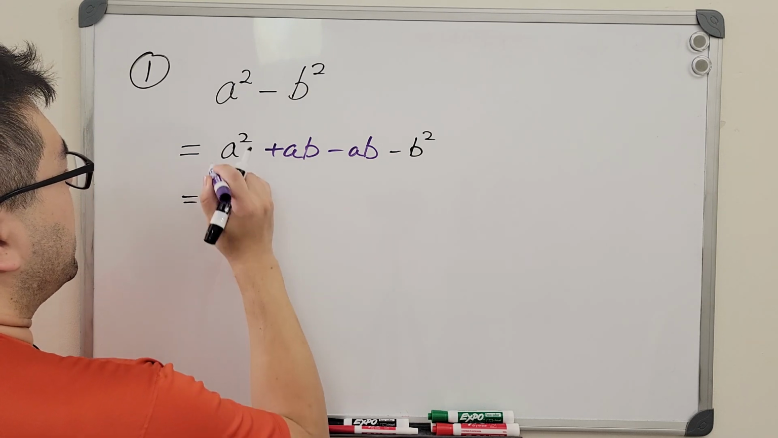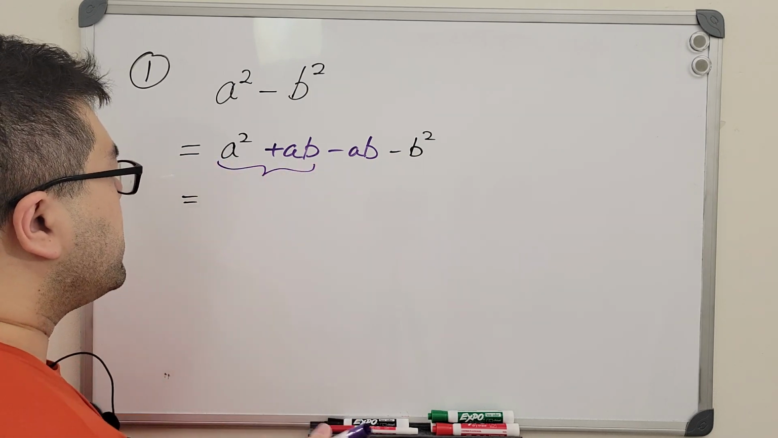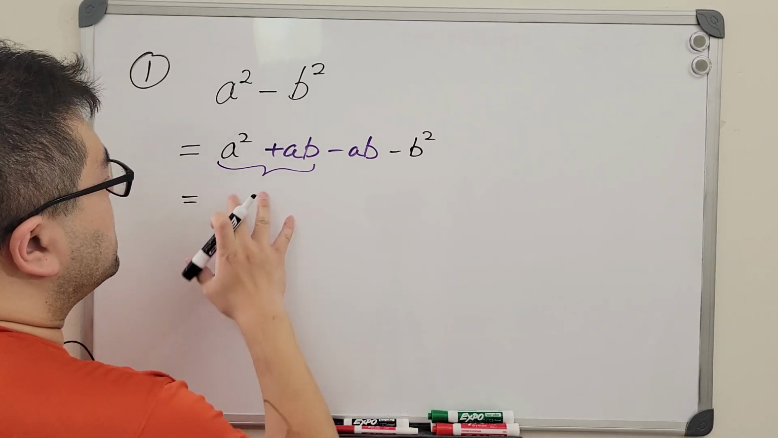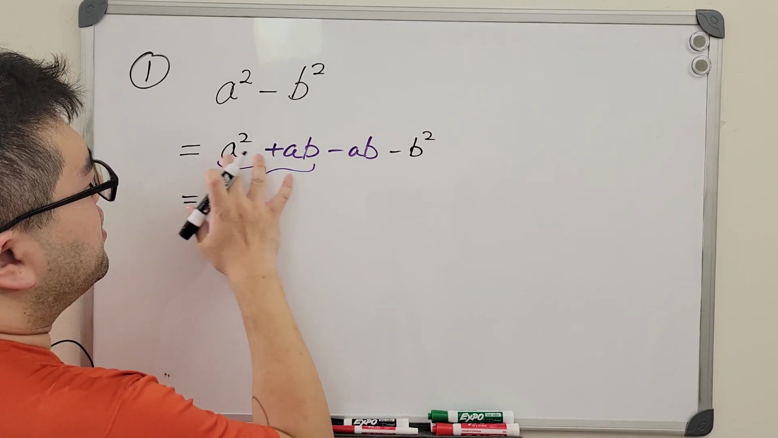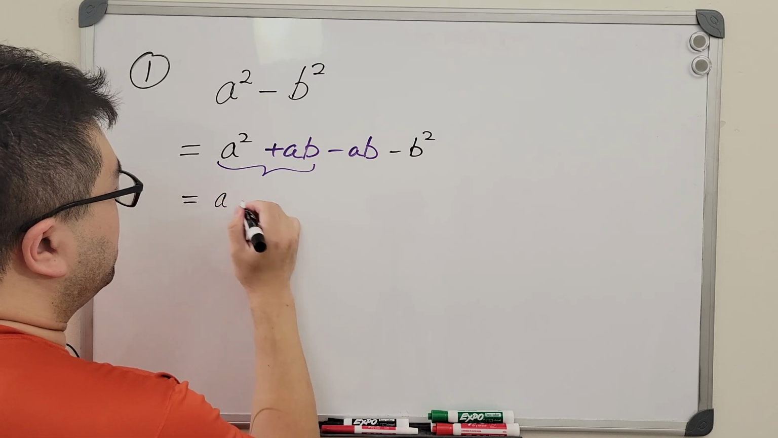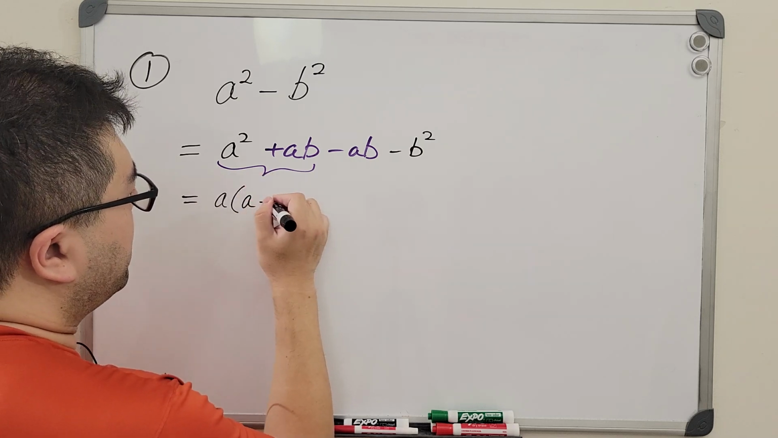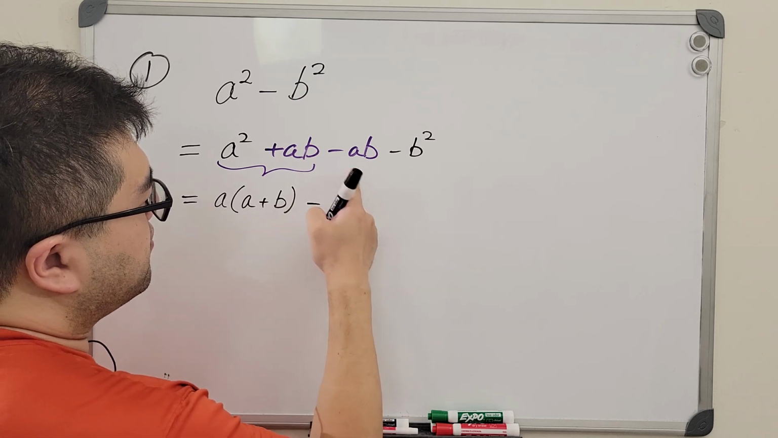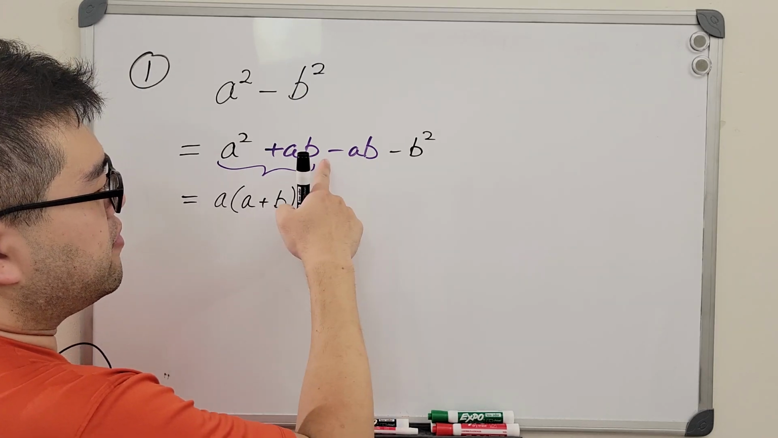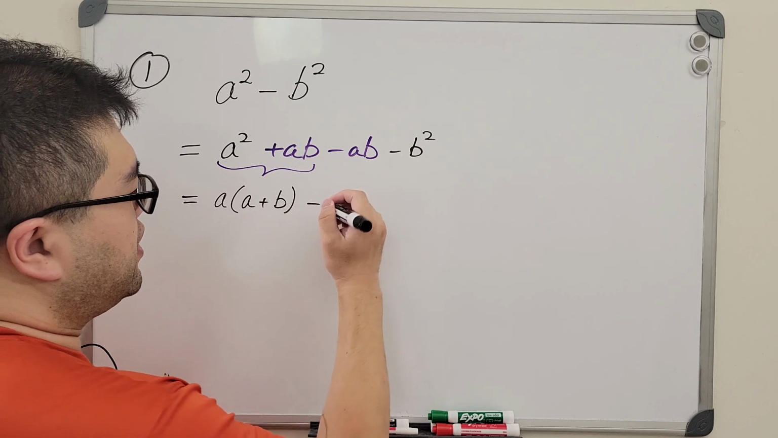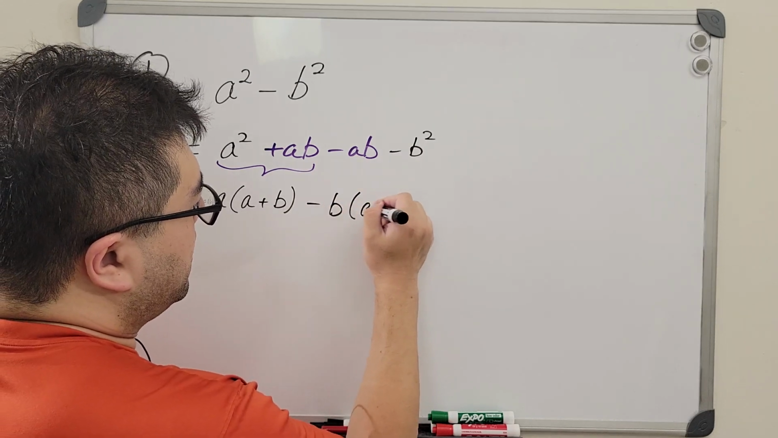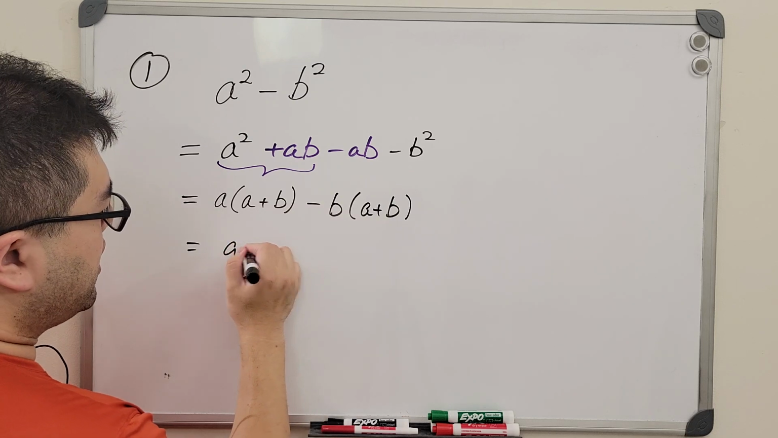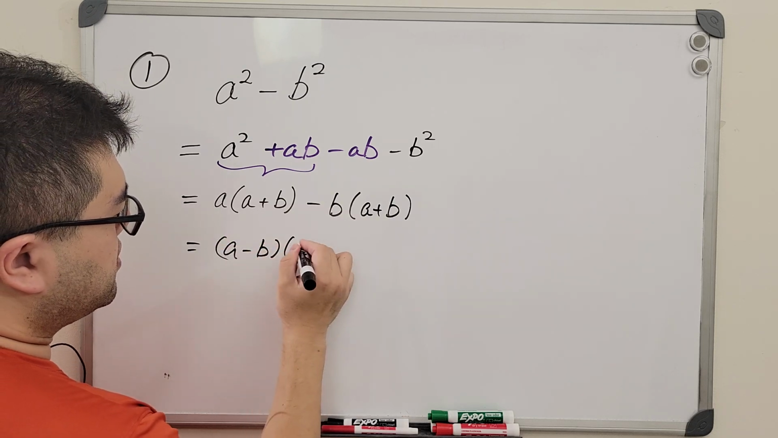In other words, we can group these 2 together, and then factor out something in common. In this case, we see that there's an A here and there's an A here, so we can factor out the A so that we have A plus B remaining. Then for the other 2 terms, we can factor out the negative B so that we get A plus B. Then we factor out again to get A minus B times A plus B.